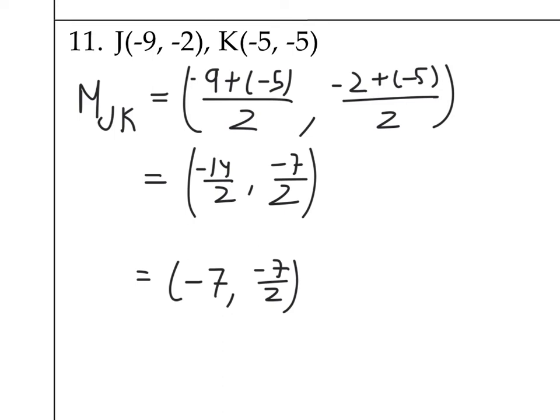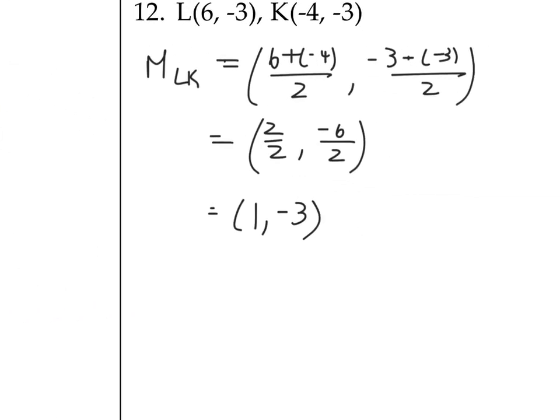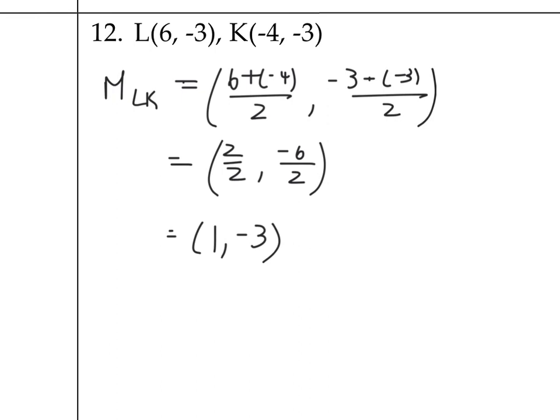Okay, so for number 11, you should have had negative 7, comma, negative 7 over 2 as your final answer. Be careful here when you're adding the negative numbers. Make sure they stay negative and make sure they're the actual right answer. And then for number 12, your final answer should have been 1, negative 3.